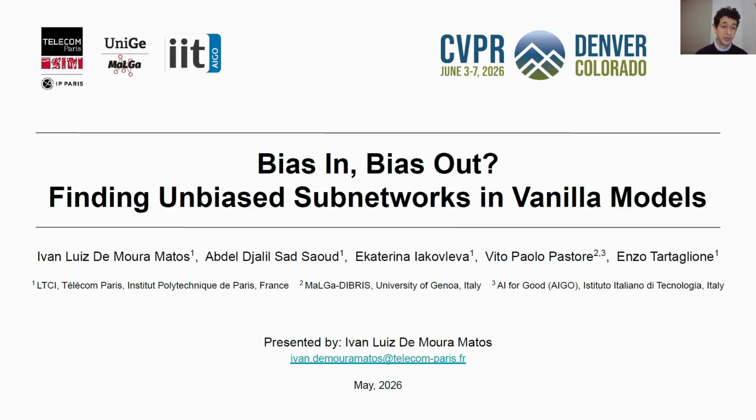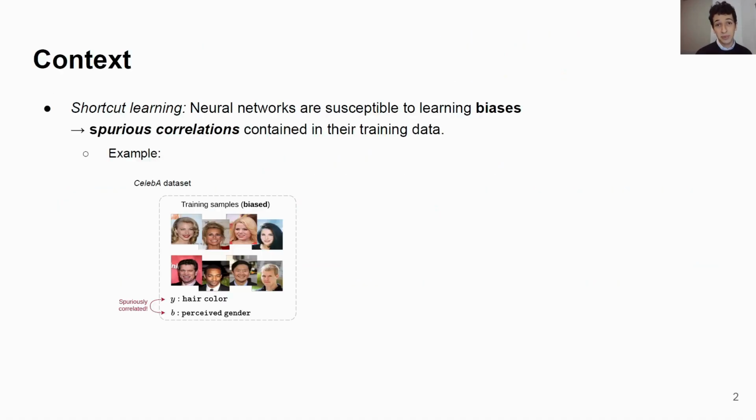Hello, my name is Ivan and I'm going to quickly present our paper, Bias In, Bias Out: Finding Unbiased Subnetworks in Vanilla Models. So let's start with some context.